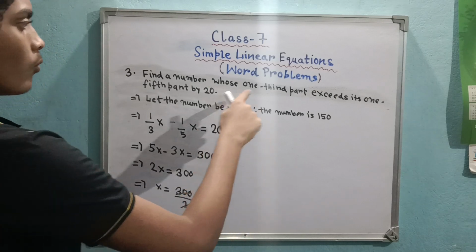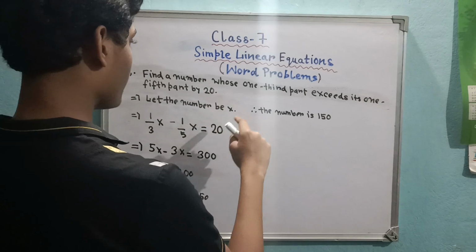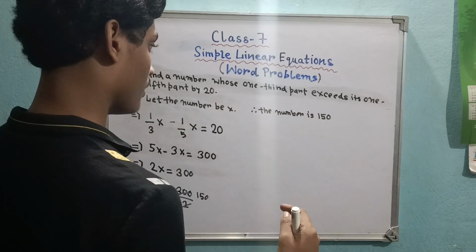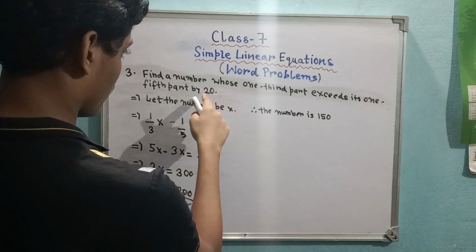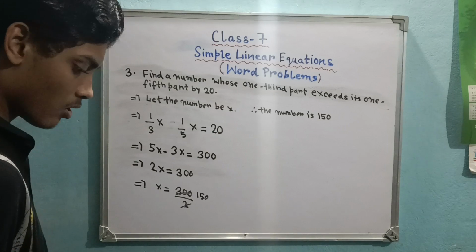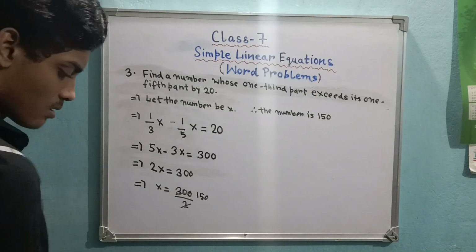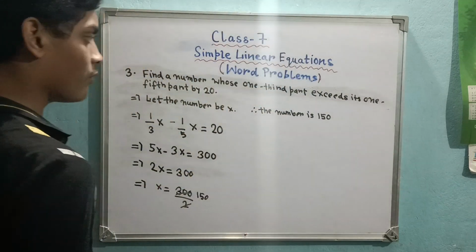How? One by third of 150 is 50. One by fifth part of 150 is 30. Now 50 minus 30 is equal to 20. This is the number given here. So the answer is 150. Alright, let's see what we have next. Now slowly, a little bit of different types of sums we will solve.